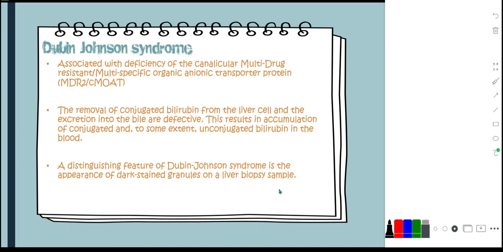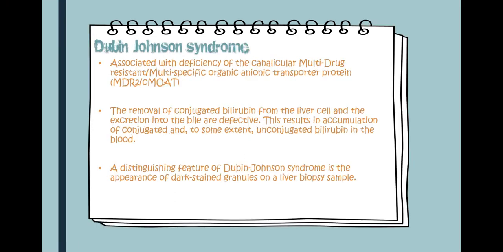So amo lang ni siya guys. Your Dubin-Johnson and your Rotor syndrome are both causes of hepatic jaundice associated with defective secretion of your conjugated bilirubin. Dubin-Johnson is associated with hepatic pigmentation, but your Rotor syndrome is not associated with the pigmentation of the liver during biopsy. Moving on to the next question.